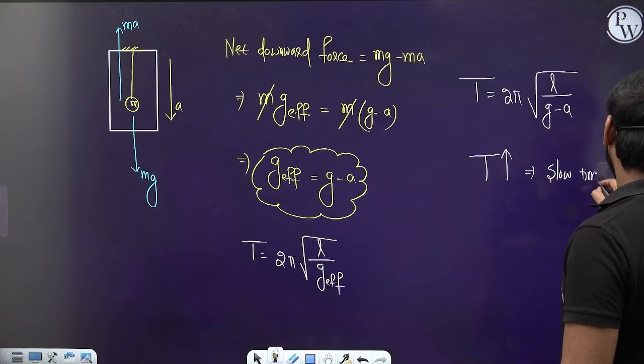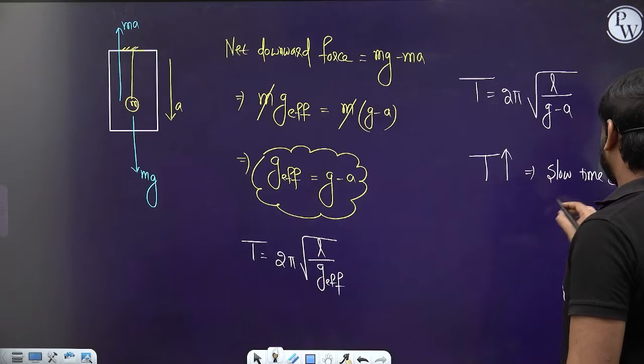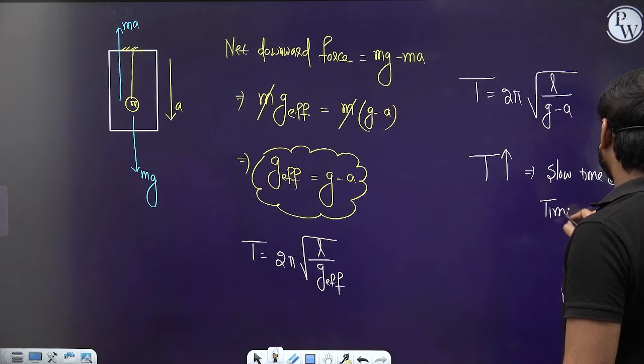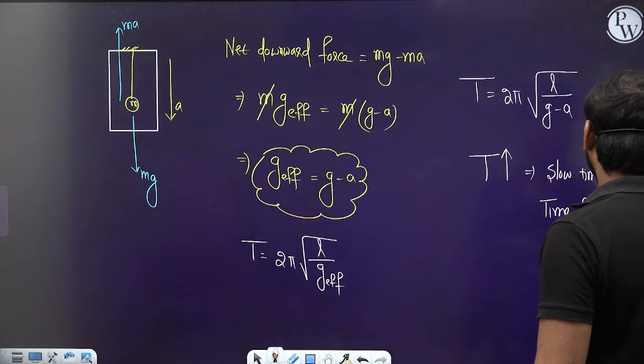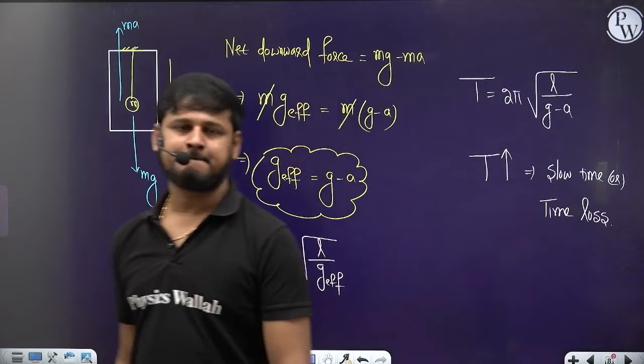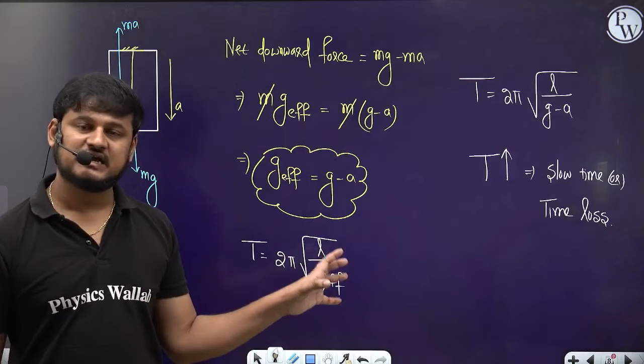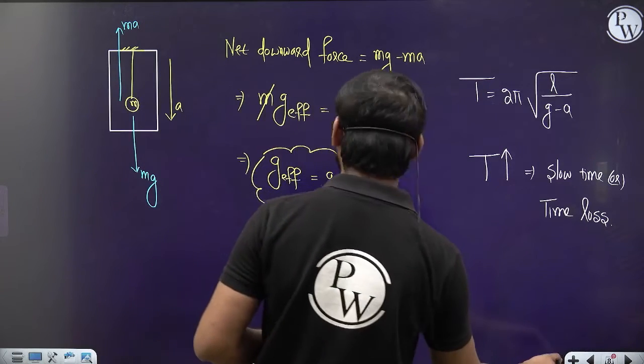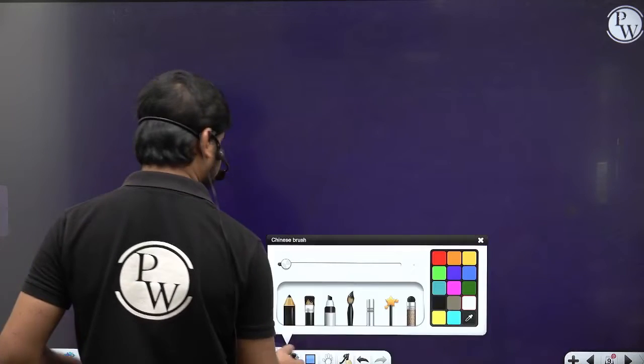Earlier it was time gain, right? So here slow time, or time loss takes place. Loss in time. Done? Clear? Chal. So let me consider another scenario as well.